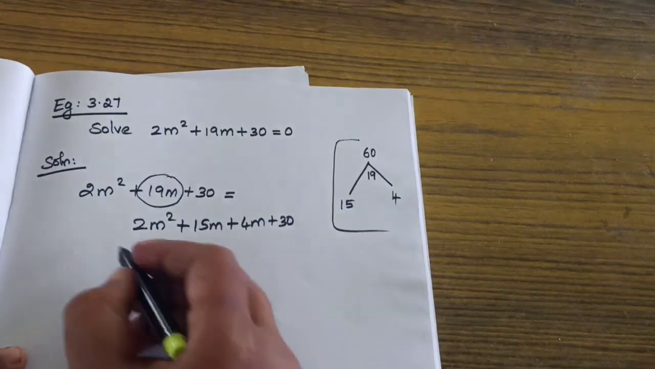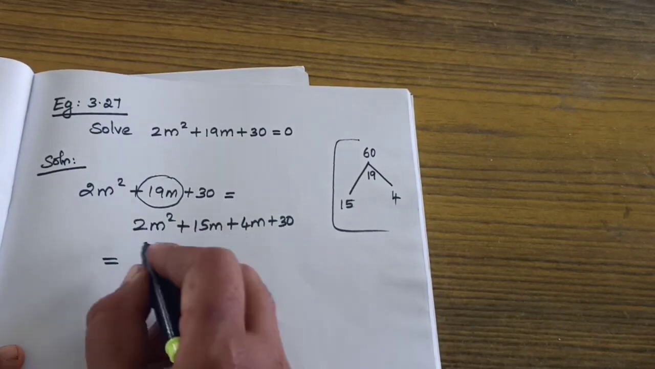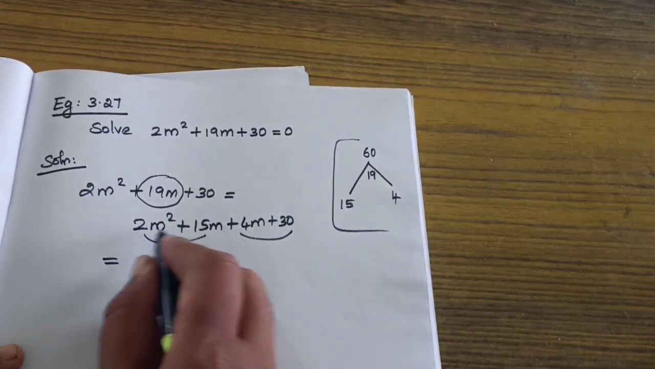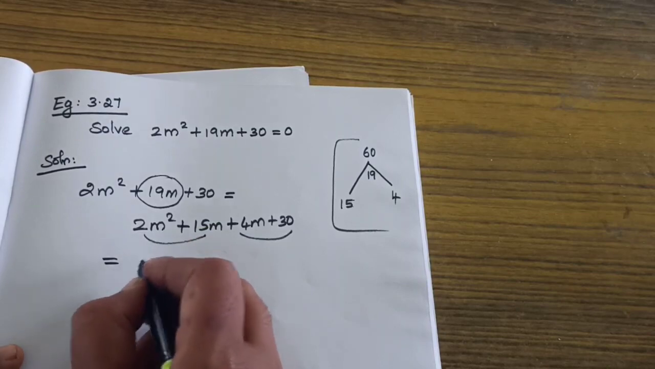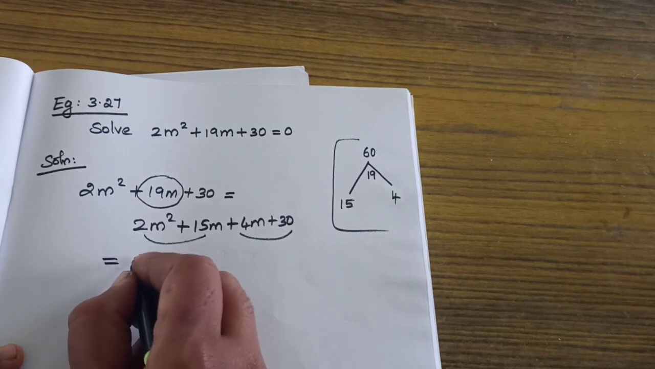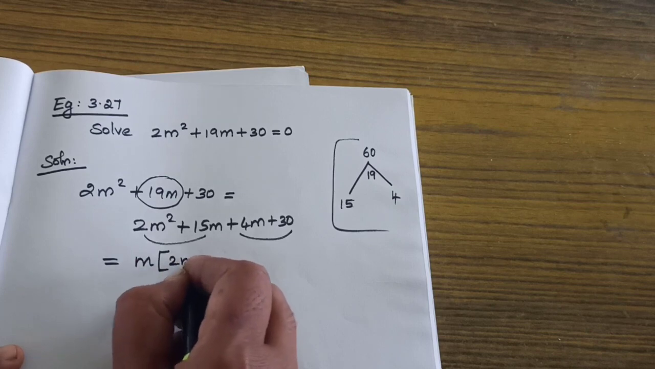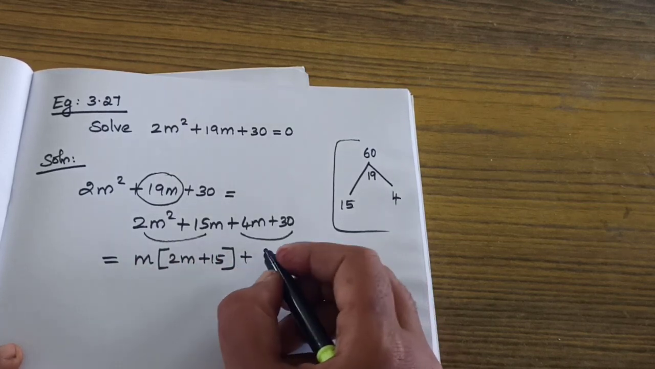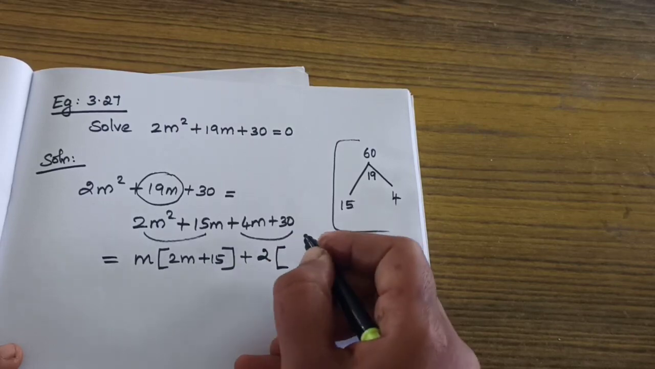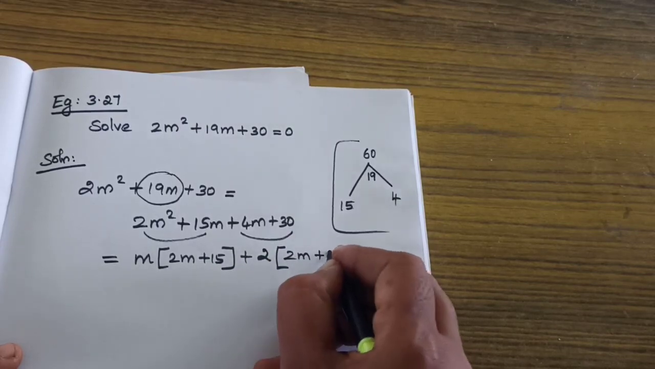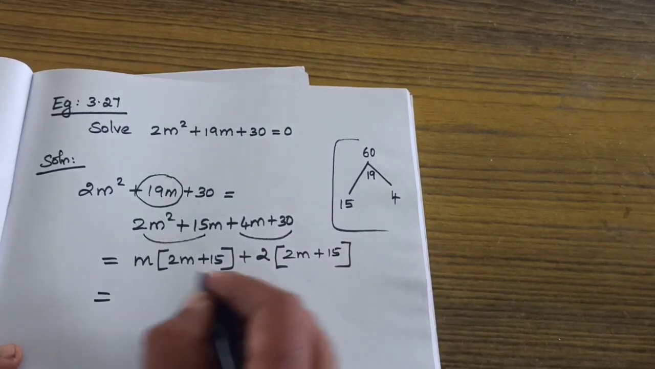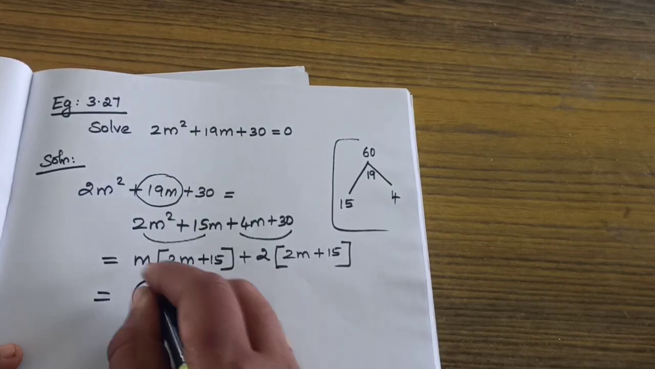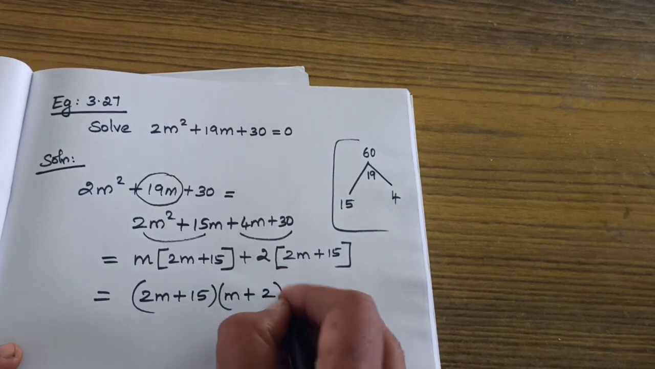Got it? You need to take 2 terms, combine and separate the common terms outside. So here m only is common. If I take m common outside, 2m + 15, and here also 2 I am taking as common. So 2m + 15, and then here also 2m + 15 is common, no? So after that, m + 2.